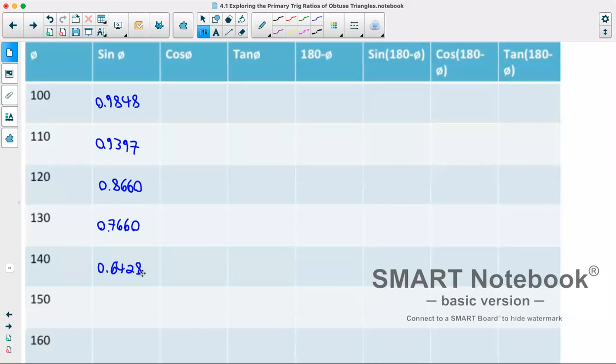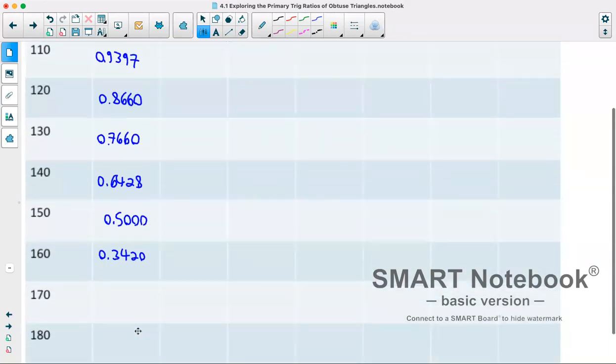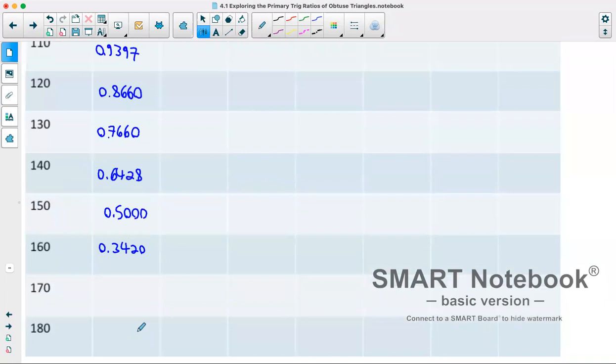Sine of 150 is 0.5. Sine of 160 is 0.3420. Sine of 170 is 0.1736. And sine of 180 is 0.